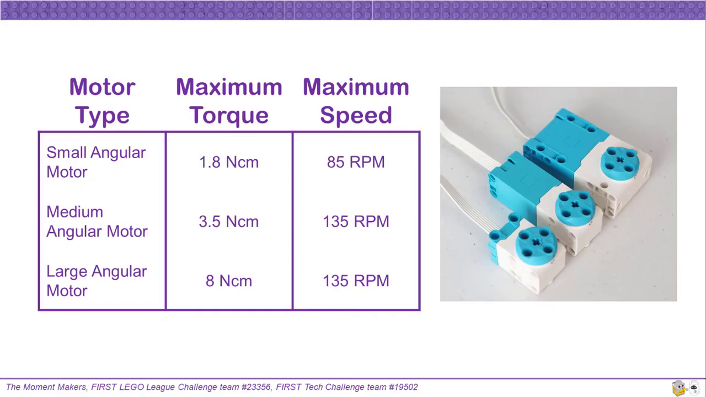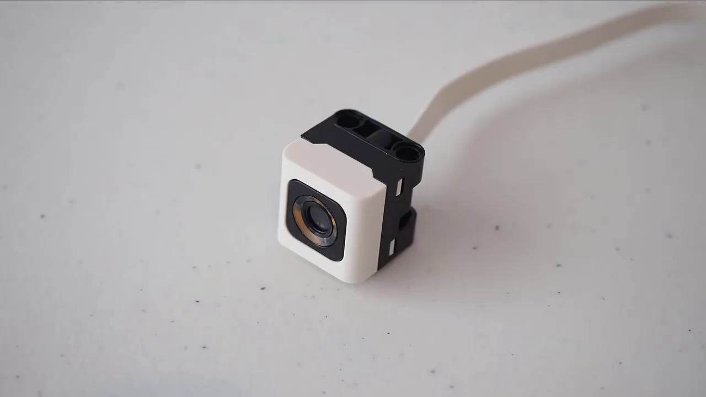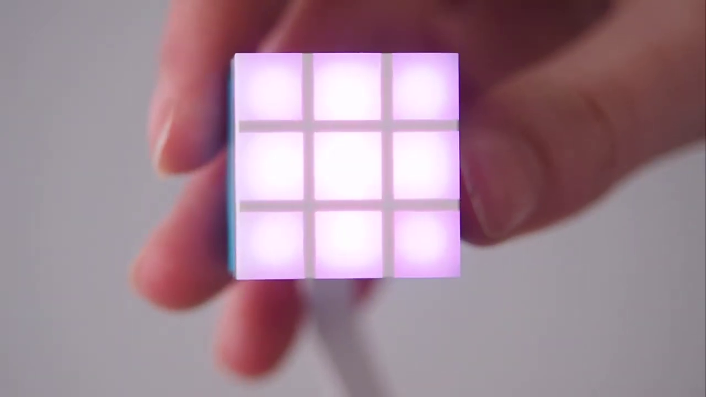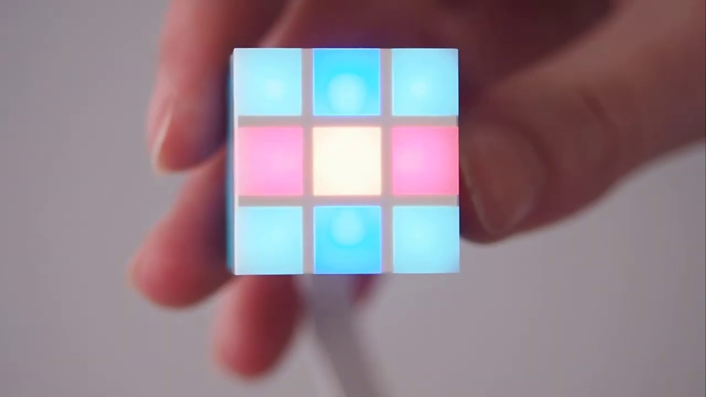Looking at the technical specifications, the small angular motor has significantly less torque and speed than the other Spike motors. However, if you don't need a lot of torque or speed for your application, or need to fit a motor in a very small space, this motor is perfect for you. The color sensor that comes with this set is the same as the color sensor from the Spike Prime set, with no new functions. The new light matrix has 9 separate LEDs that can be changed to 10 different colors.